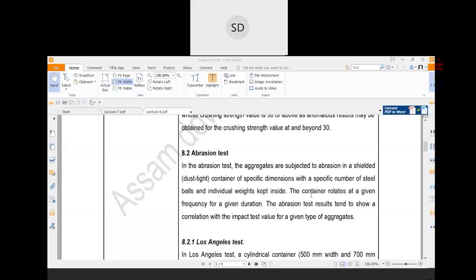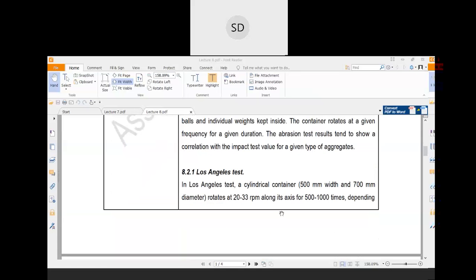After a required number of revolutions, you will sieve that aggregate through the 1.7 mm IS sieve, and find out what is the percentage of fines in terms of the total weight of the aggregate. In the abrasion test, there are three types of test. One is the Los Angeles abrasion test.